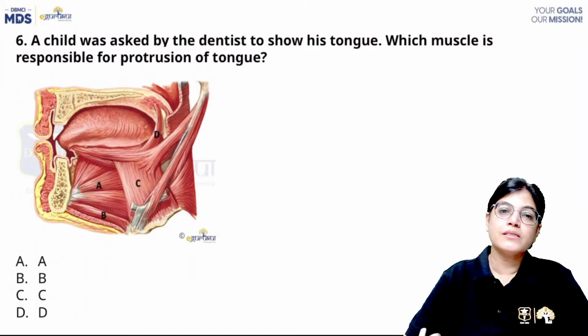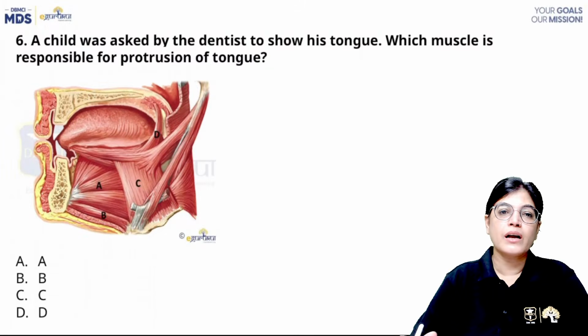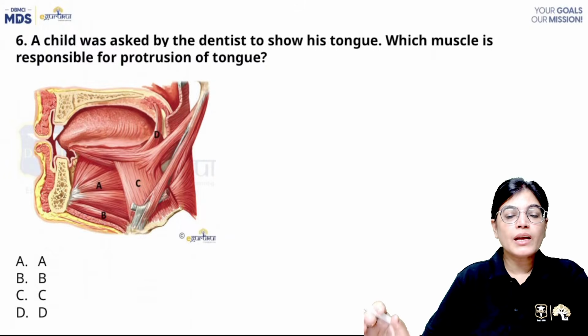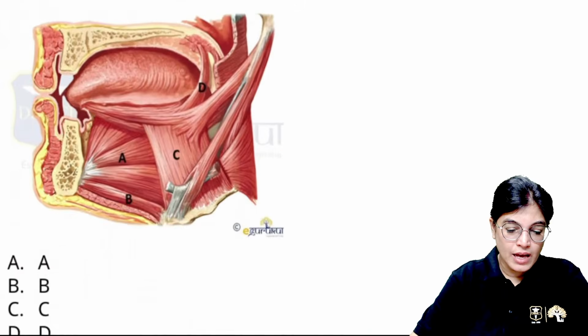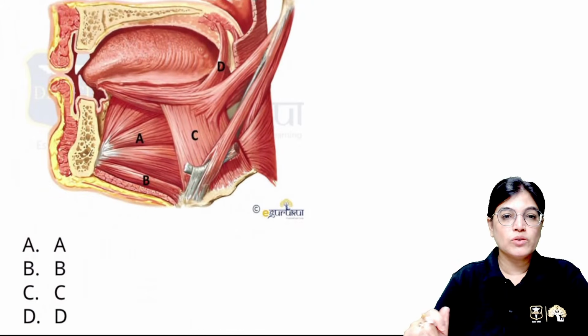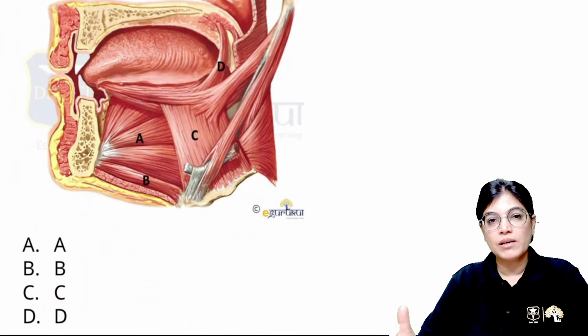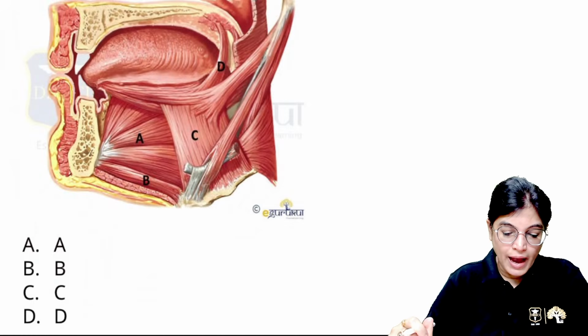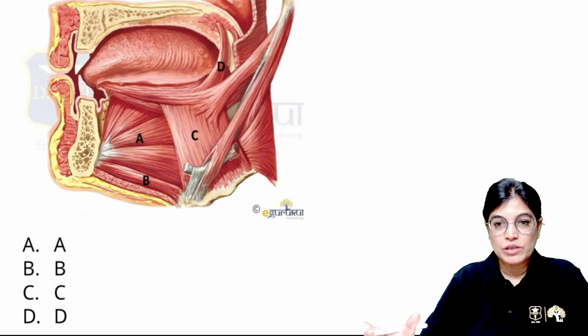A child was asked by the dentist to show his tongue. Which of the muscles is responsible for protrusion of the tongue? So here A, B, C, D is marked, and I'm just enlarging this image so that you can have an idea of which is muscle A, which is B, C, and D. So exactly, if I talk about protrusion of the tongue.